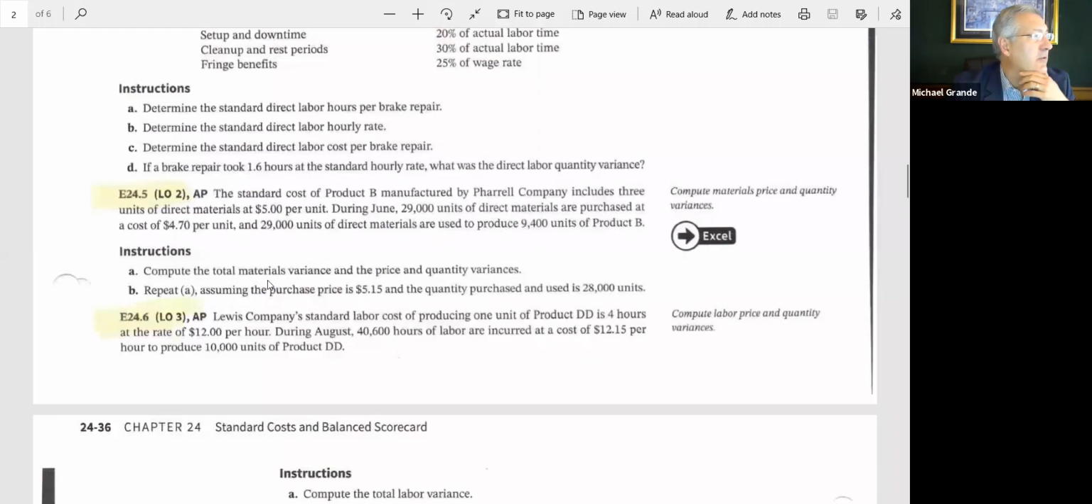A, compute the total materials variance and price and quantity variances. I'm only interested in part A of this problem. A only. Let's look at the solution.